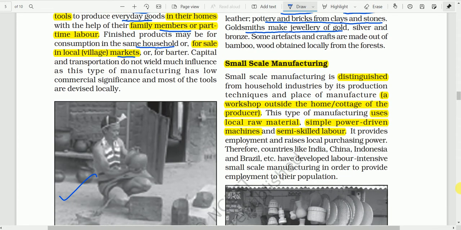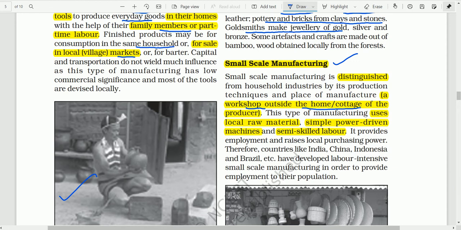Next, we have small scale manufacturing. This is another type of industries based on size. So small scale manufacturing is distinguished from the household industries by its production technique and place of manufacture. So the main difference between cottage industry and small scale manufacturing is that in the case of small scale manufacturing, the manufacturing is done in a workshop outside the home or the cottage of the producer.